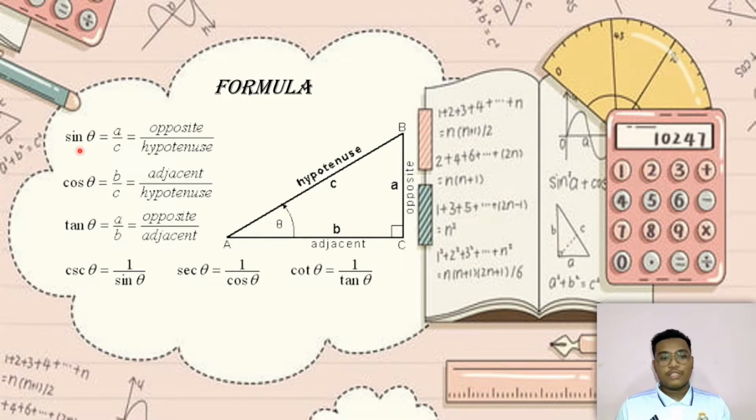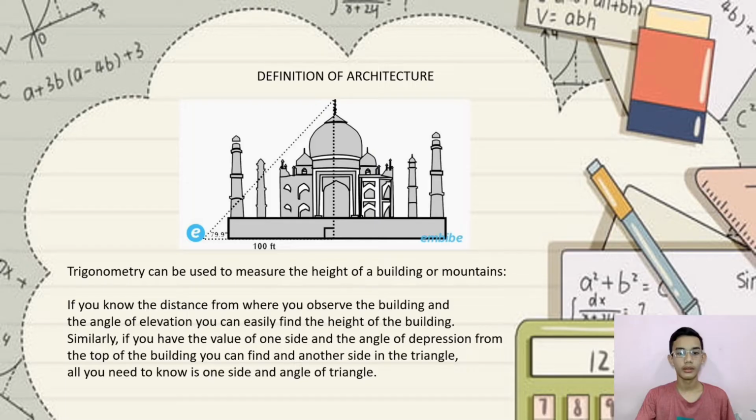First, to find sin, we use opposite divided by hypotenuse. To find cos, we use adjacent divided by hypotenuse. To find tan, we use opposite divided by adjacent. To find cosec, 1 divided by sin theta. To find sec theta, use 1 divided by cos theta. And the last is cot theta, where we use 1 divided by tan theta.